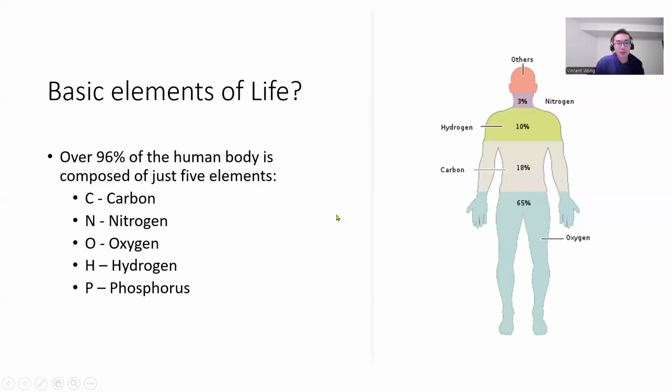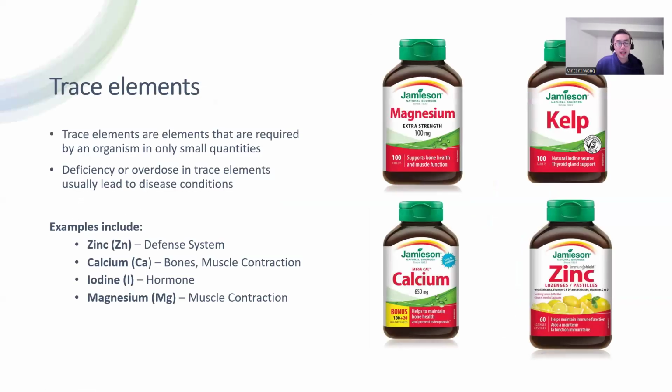Well, what about the remaining 4%? The remaining 4% are made up of what's called trace elements. Trace elements are elements that we only need a little bit of in our body. We don't want too much of it. Having too much of these trace elements will often lead to some kind of disease condition. Not having enough is also going to cause a problem for us. So it's just the right amount.